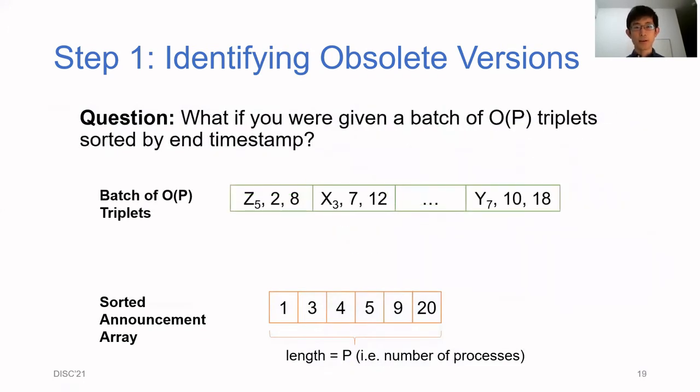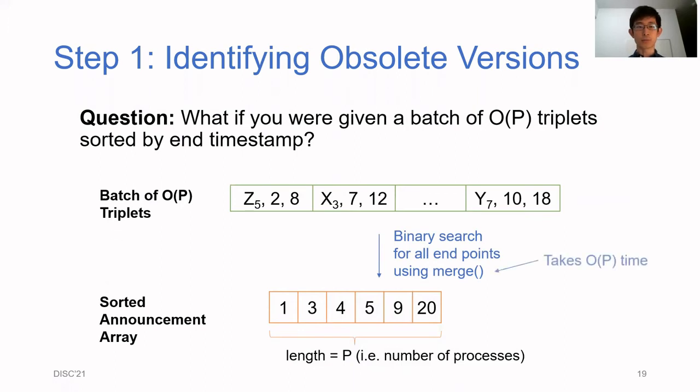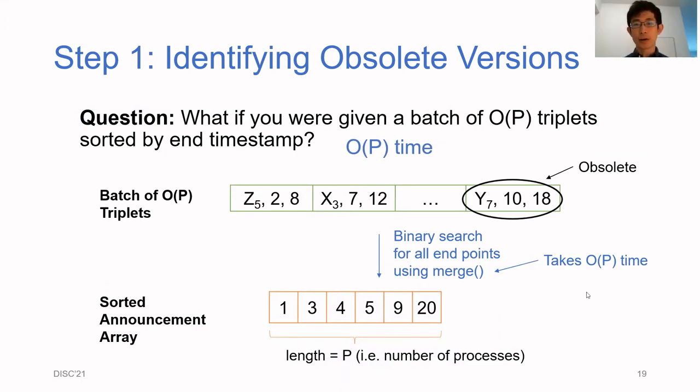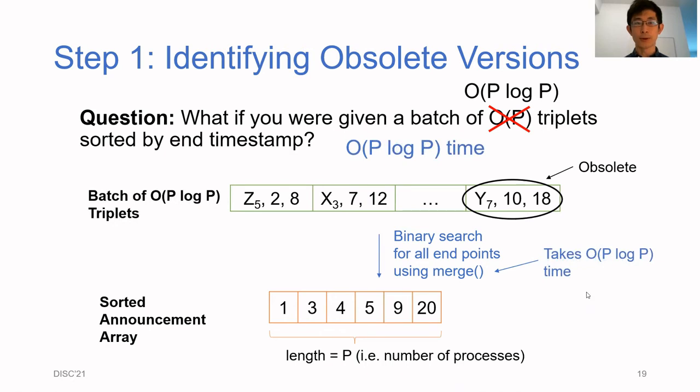However, it turns out that checking for a batch of triplets is cheaper as long as the batch is sorted by end timestamp. This takes advantage of the fact that you can binary search for all the endpoints in the batch using a merge operation, which takes linear time. Then you would do the same steps as before, and you'll find that the rightmost triplet is obsolete. Overall, this took order p time, which means constant time per triplet. This is a key substep of our algorithm, and the only difference is that we actually use batches of size p log p to cover the cost of scanning and sorting the announcement array.